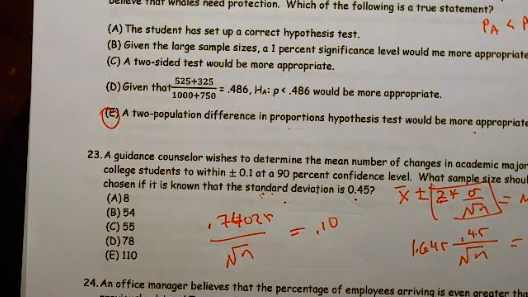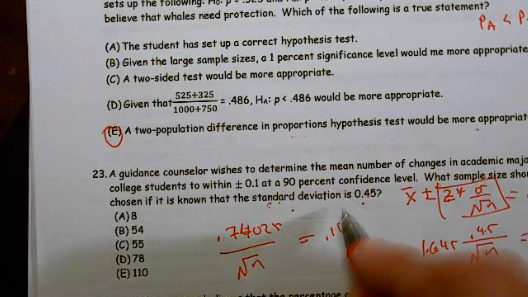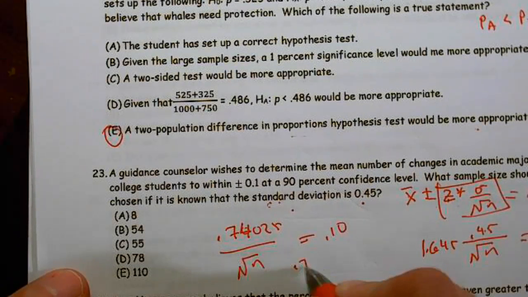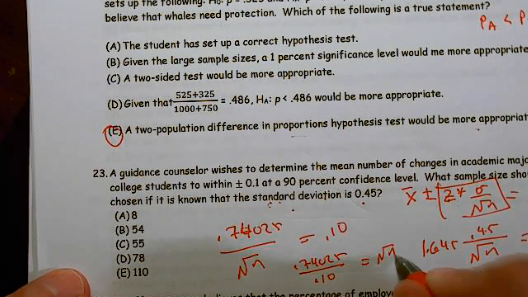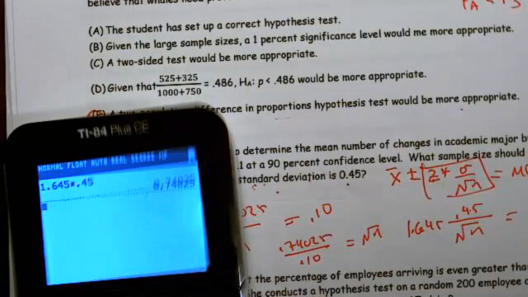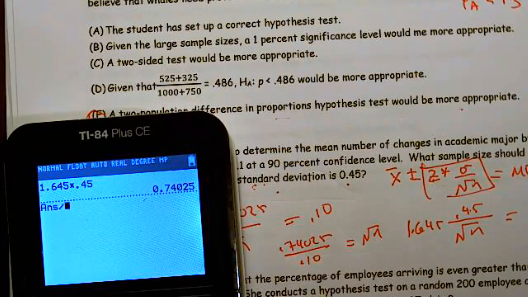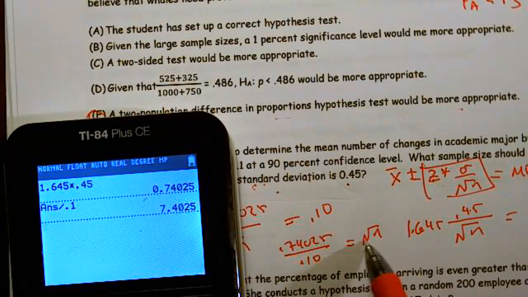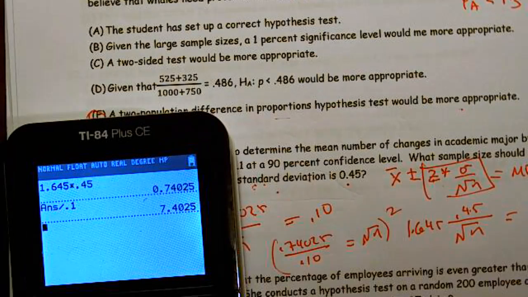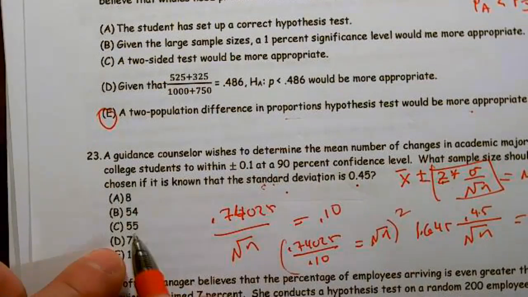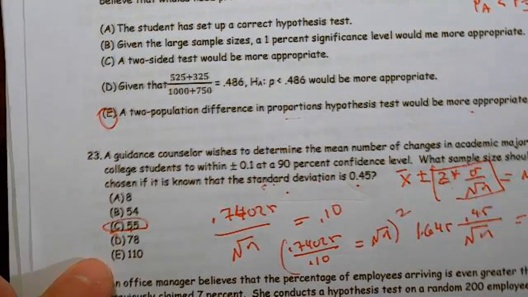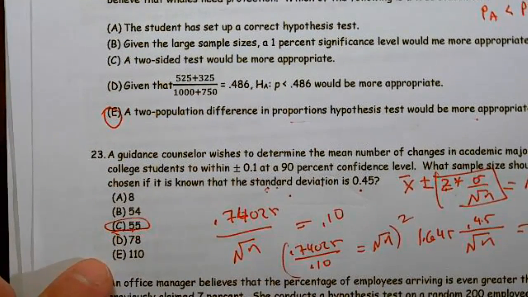And if I do some mathematical manipulation, if I swap these around, I end up getting 0.74025 over 0.10 equals the square root of n. So I'm going to go ahead and divide that by 0.10. And then I need to raise this to the second power to take off the square root. So just square that, and I got 54.79. And the next highest value is 55.